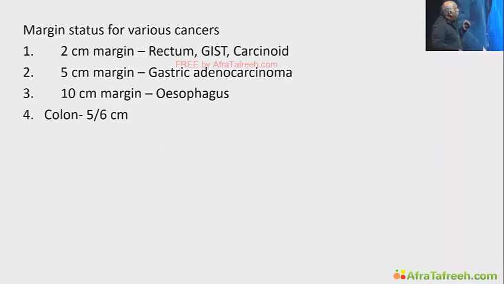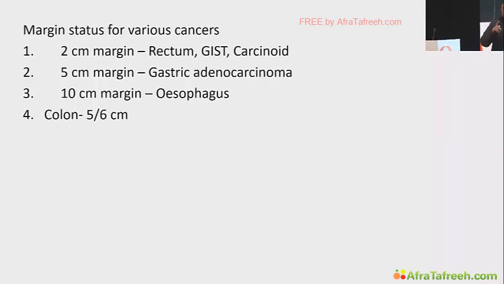Now, what is the safe margin for GI cancers? In rectum, what safe margin to take? This is an All India question. I remember in many guides, the answer given was 1 centimeter. Probably later on they corrected it, I'm not sure. So for rectum and carcinoid, 2 centimeter. Benign carcinoid, I mean. In gastric, 5 centimeter, esophagus 10, and colon also 5. Rather than 6, you can write 5 for colon. So stomach and colon 5, esophagus 10, and rectum and carcinoid 2.